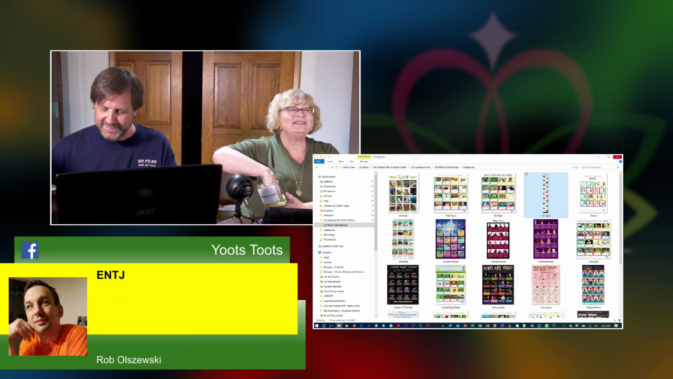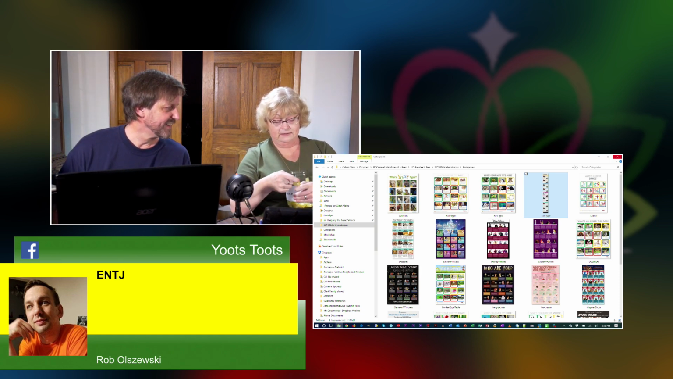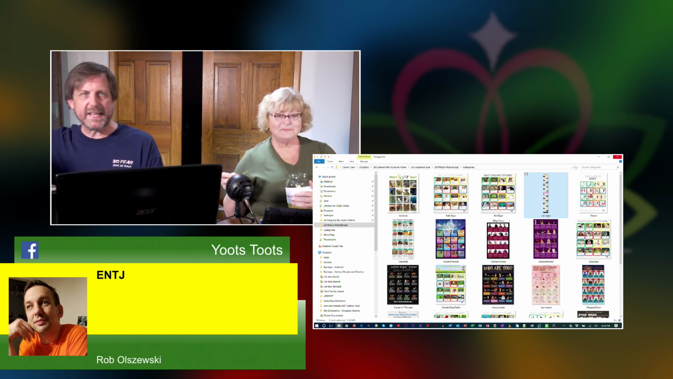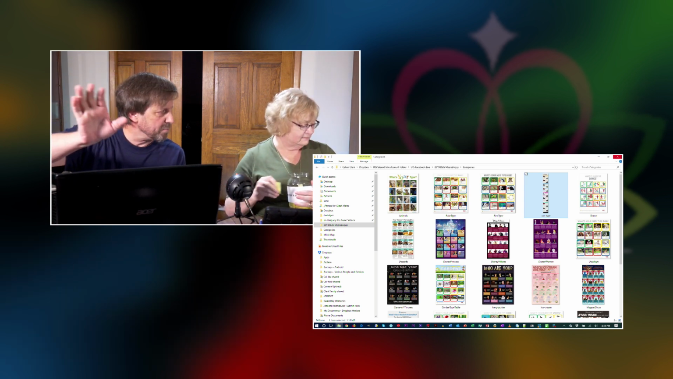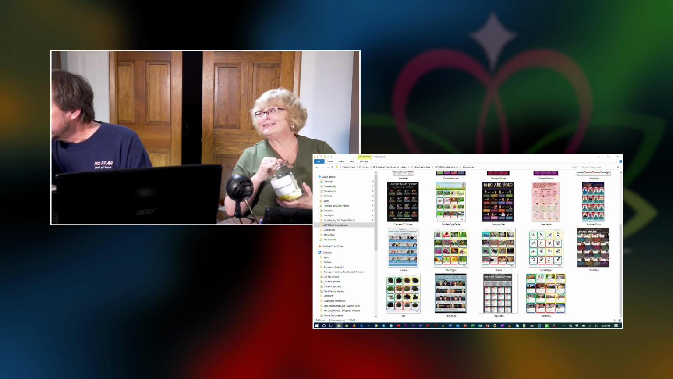Okay, this says ENTJ. Plant type. What kind of plant? So the question is, if Rob were a plant, what kind of plant would he be? Uh-oh. Don't ask me.